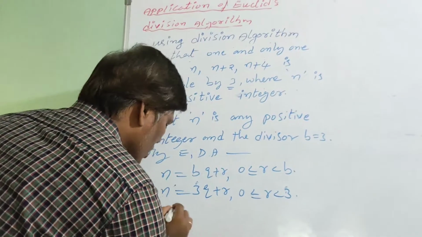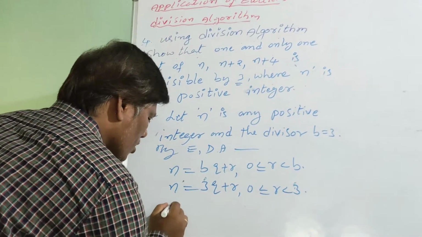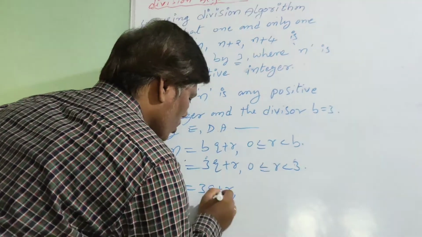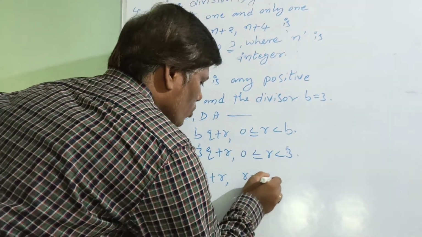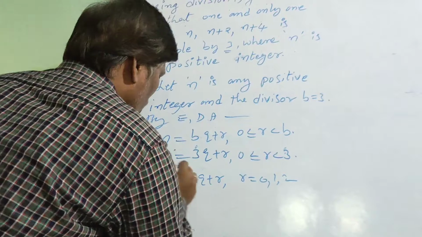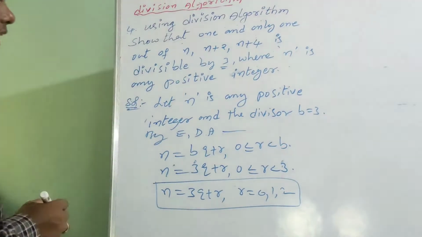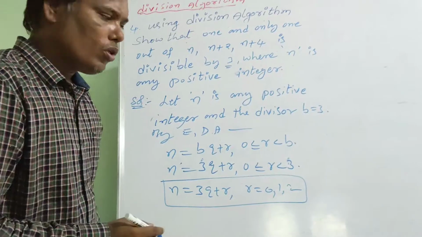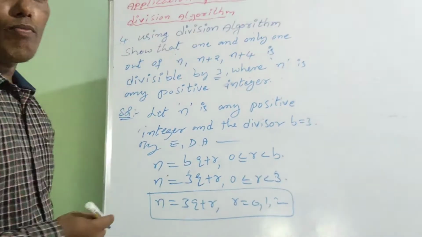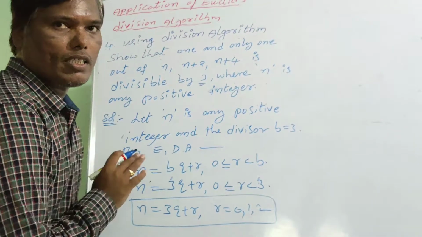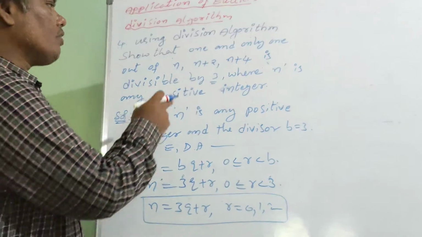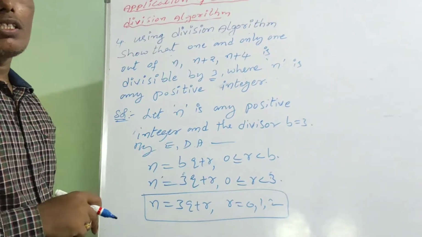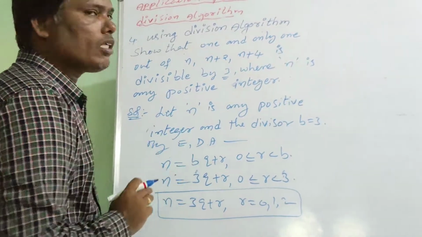So r less than 3 means what are the possible remainders? The possible remainders are 0, 1, 2. So n is equal to 3q plus r, where r is equal to 0, 1, 2. 3 remainders are possible here, so we will get 3 cases. In all the 3 cases, we have to verify whether only one out of these is divisible by 3 or not.